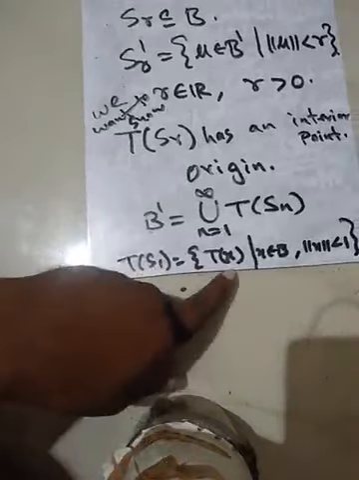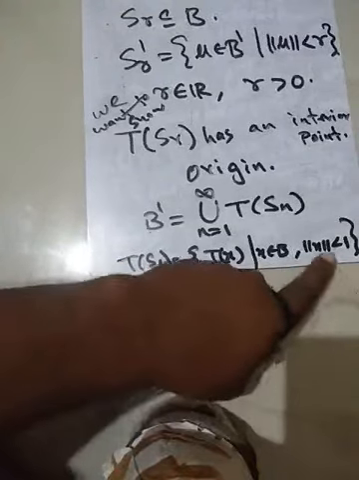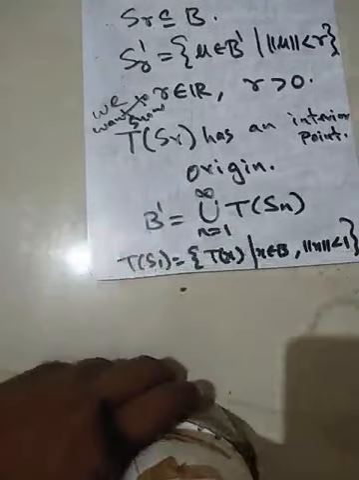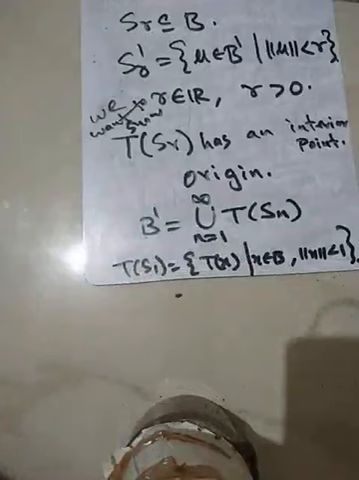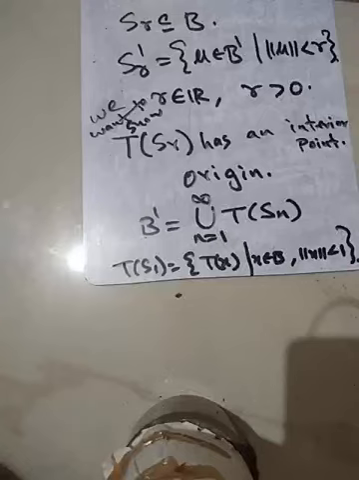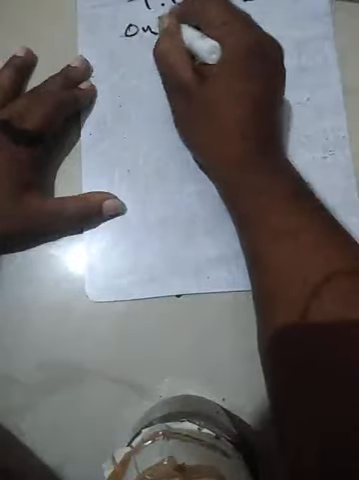So what would be TS2? TS2 would be the collection of all those Tx such that x is in B and norm of x is strictly less than 2. What would be TS3? TS3 would be the collection of T of x, all x belonging to B such that norm of x is strictly less than 3. The point is that T is given to be an onto map, so every object has a pre-image. So T is a map from B to B', and it is given to be onto.